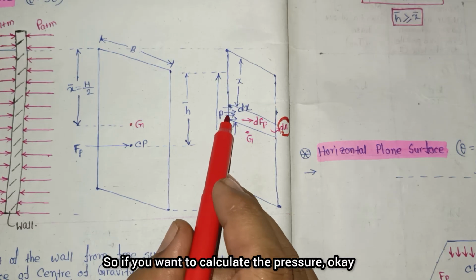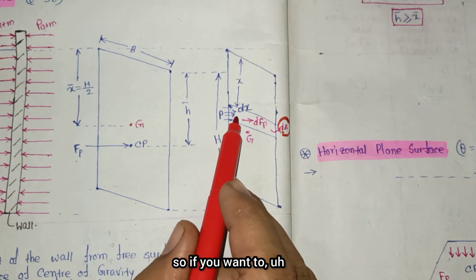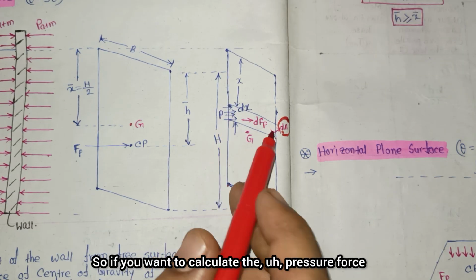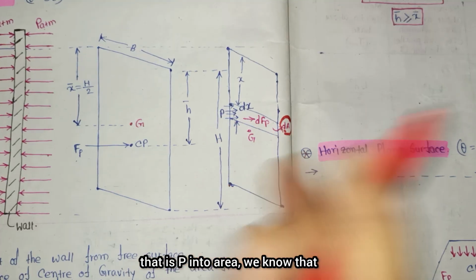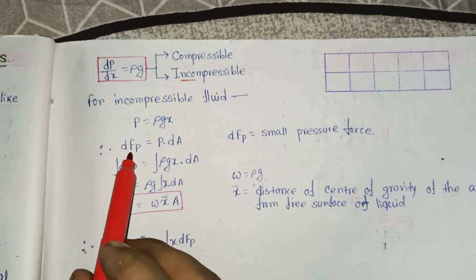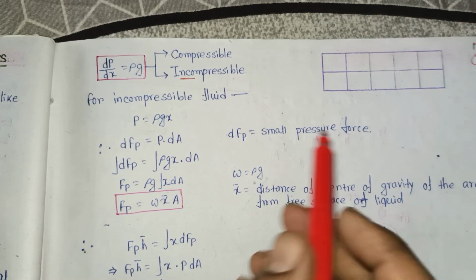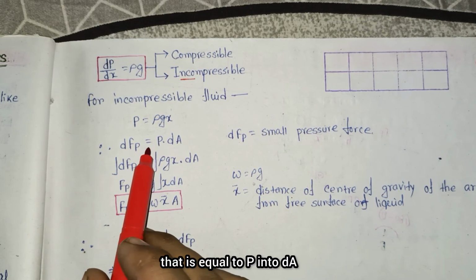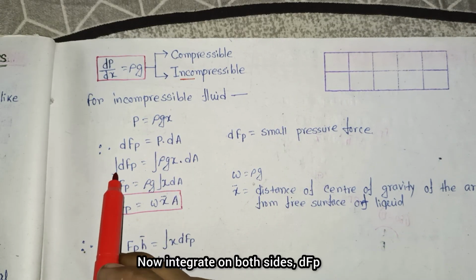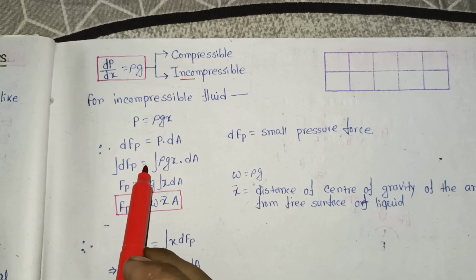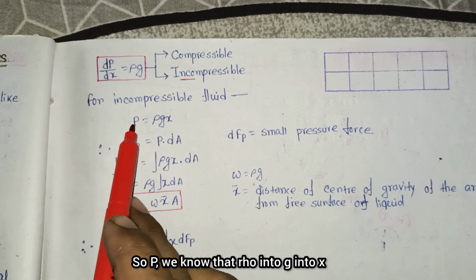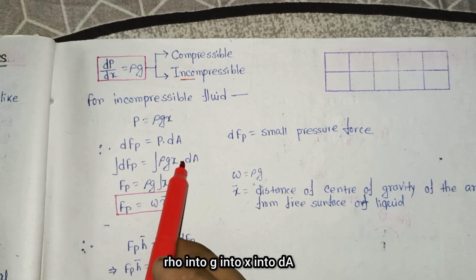If you want to calculate the pressure force, here the pressure is P, and the pressure force is P into area, we know that. So dFP, FP means pressure force, dFP is the small pressure force. So dFP is equal to P into dA. Now integrate on both sides. FP is equal to the integration of P dA, and P we know is rho into g into x, so rho g x dA.